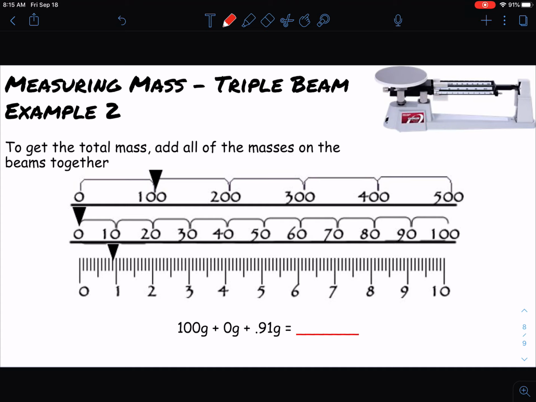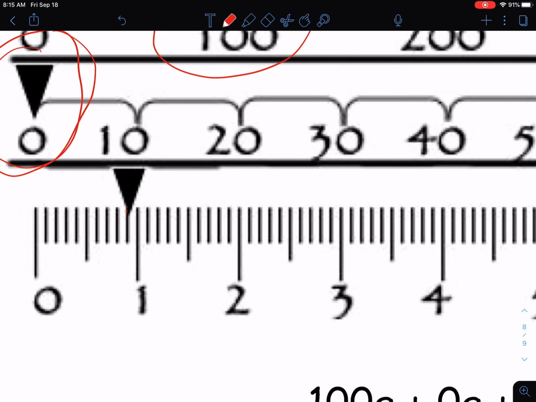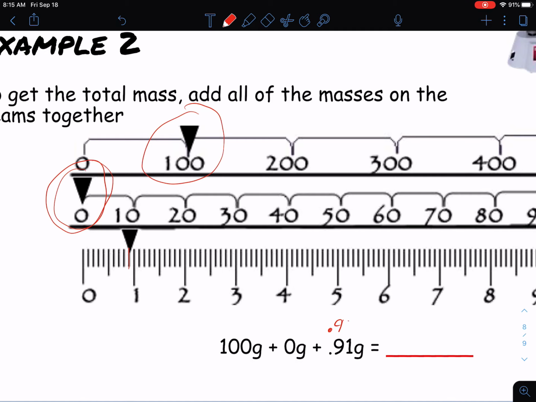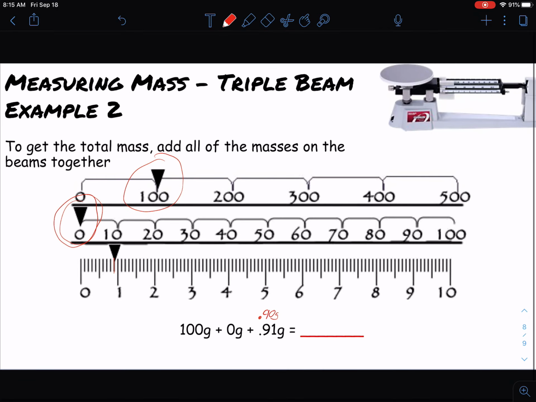Sometimes you're going to have some of the beams that don't move at all. For example, this one moved to 100, but this one didn't go anywhere, so it stayed at 0. And again, I will have a video for moving the beams around later. So now we go to the 1 gram beam, which is always the hardest. Well, to me, it looks like it is slightly past that line. Even if we zoom in, it goes slightly past that line. So you could say it is 0.90 grams and it's dead on. Yes, I would accept that here.